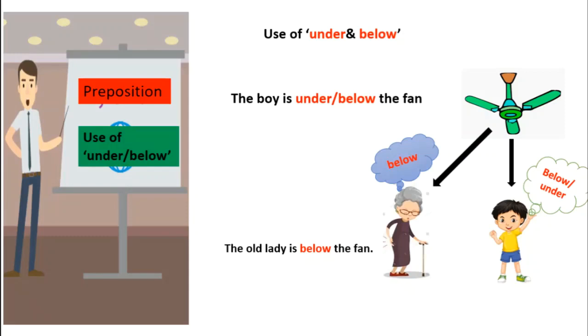Then the use of under and below. The boy is under or below the fan. That means when something is perpendicularly or directly under or below something, we can use both under and below. But if something is angularly below something, like the old lady, we use preposition below there. Like the old lady is below the fan.